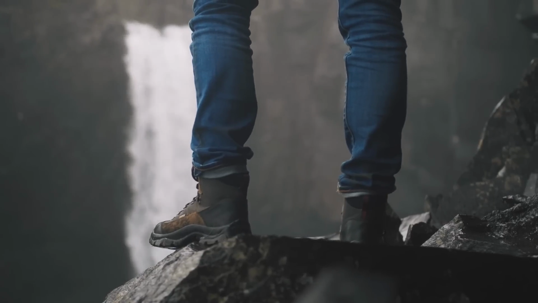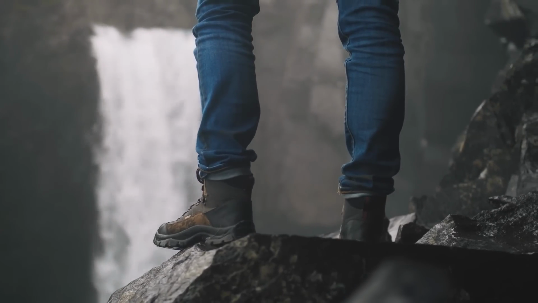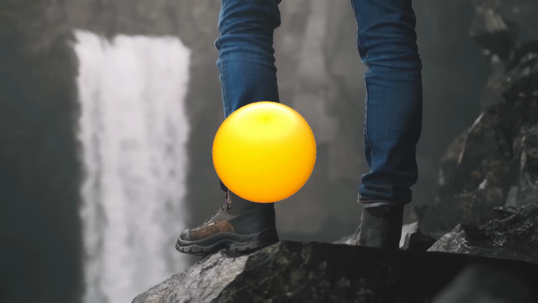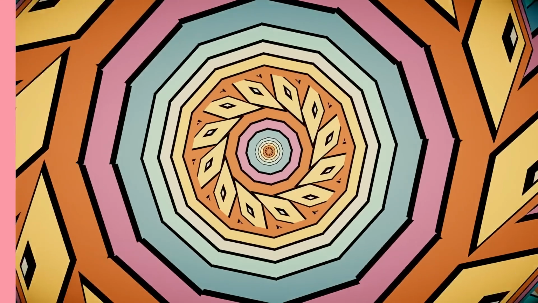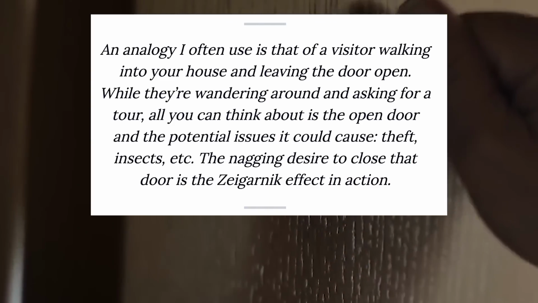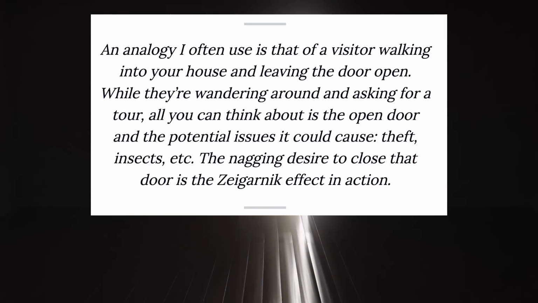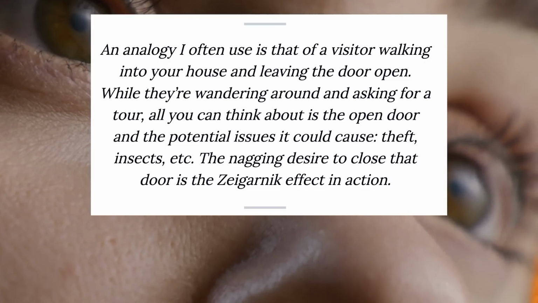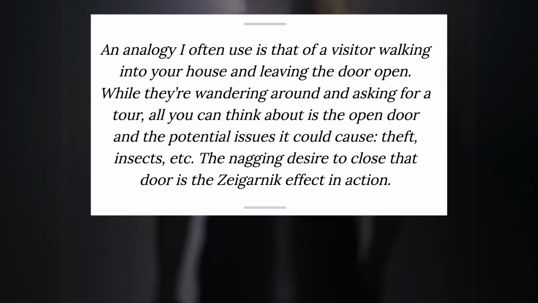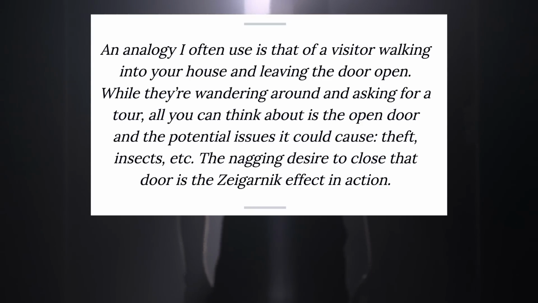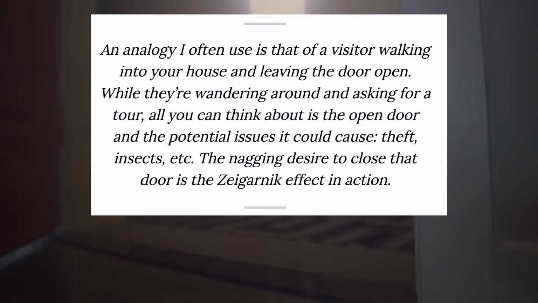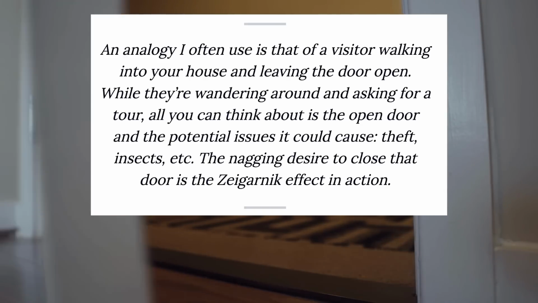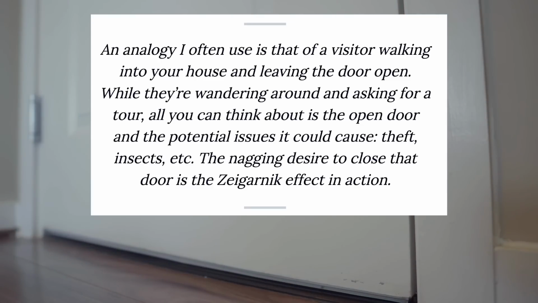So when you implement a no contact rule on your ex, for example, if you did it abruptly, the Zeigarnik Effect can create this cliffhanger effect where you have a natural inclination to want to close the loop. The analogy I always give is imagine someone walked into your house and left the door open, and they just started walking around your house and asking you for a tour. While you're giving them this tour, all you're thinking about is they left the door open and all the things that could happen. Someone can come in and steal your stuff. A bug can come in, a wasp can come in, you name it. And it bugs you so much that you want to go back and close the door. That is the Zeigarnik Effect in a nutshell.